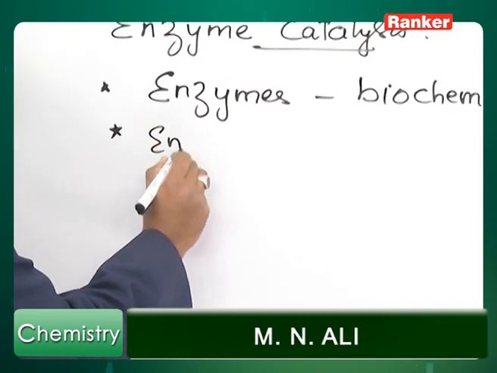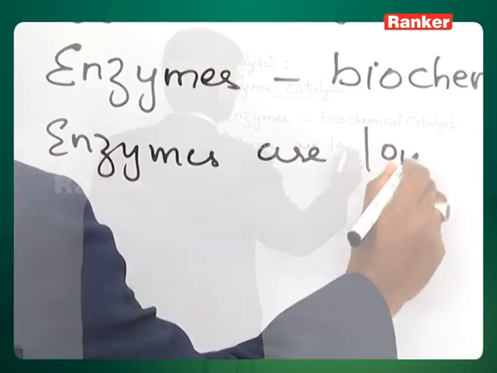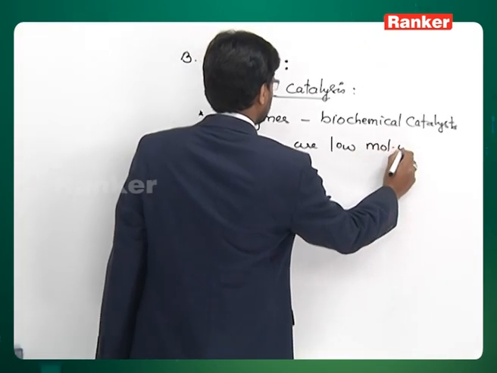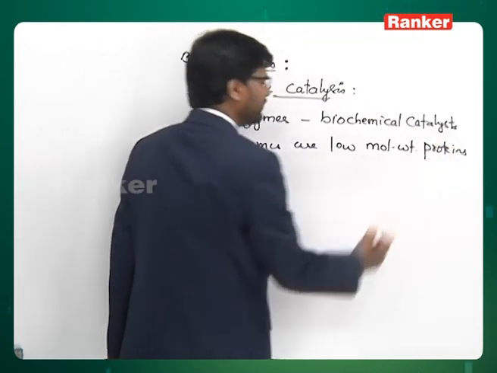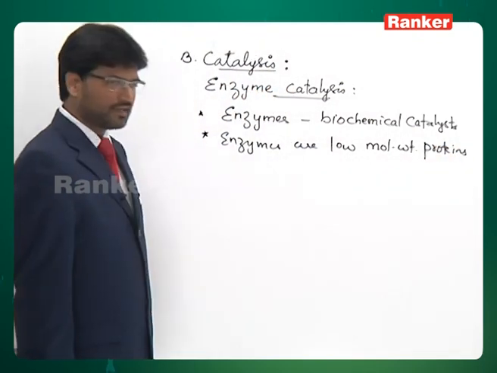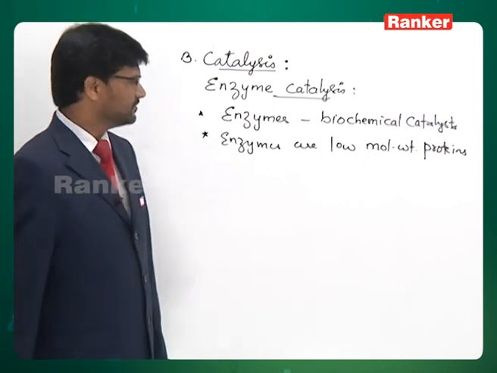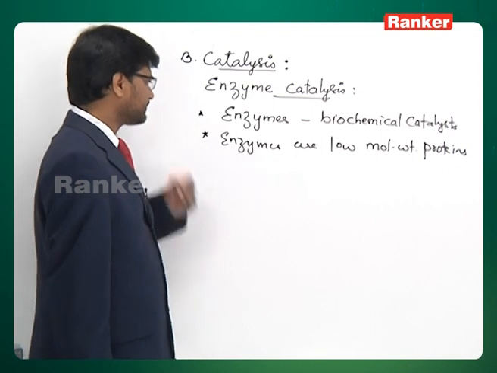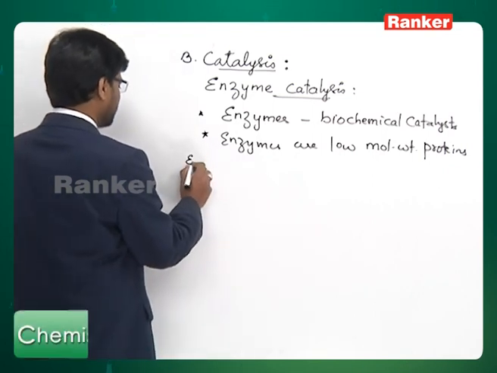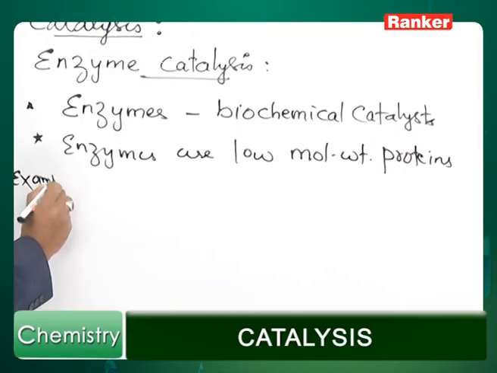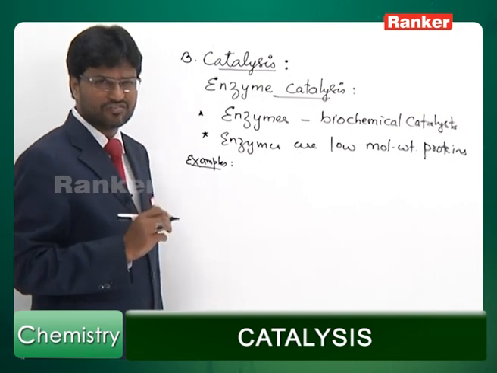Remember, enzymes are basically low molecular weight proteins. They are proteins with a low molecular weight, very close to a value of 40,000 units. Now let's see some examples of enzymes and the reactions they catalyze. Examples of some enzyme catalyzed reactions.